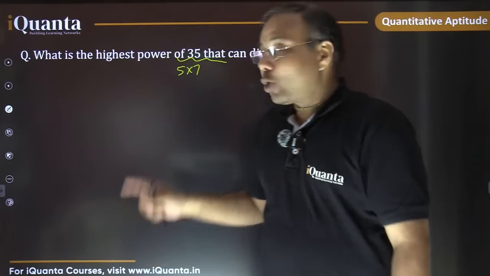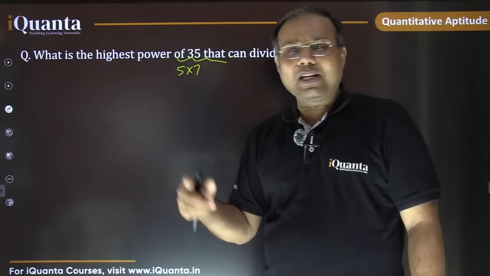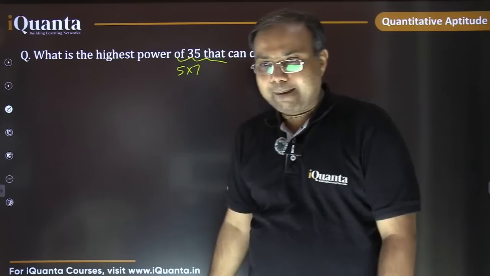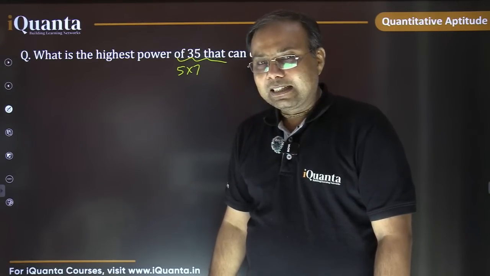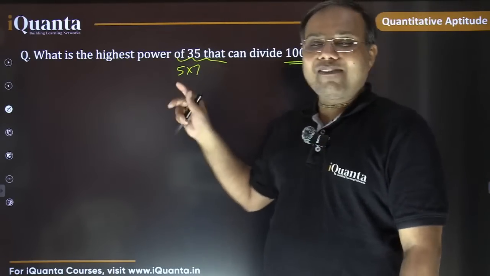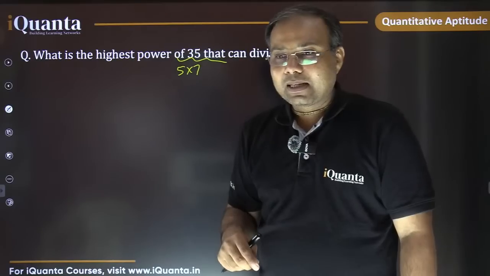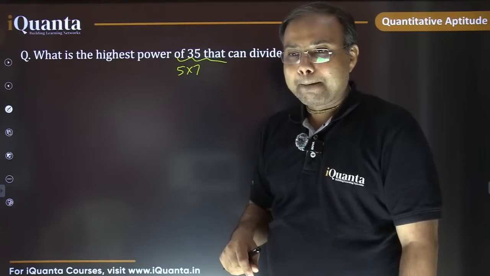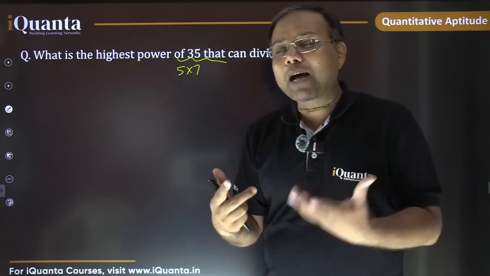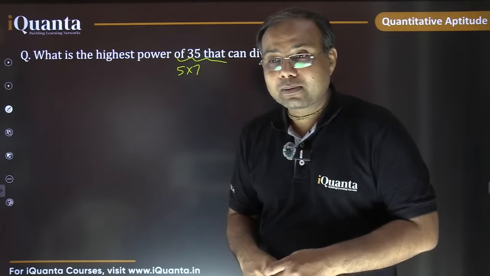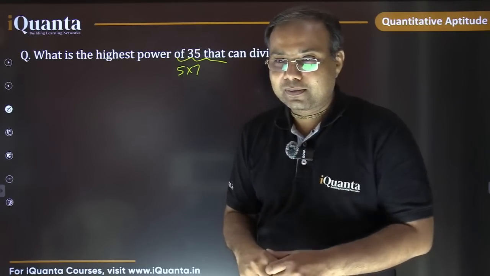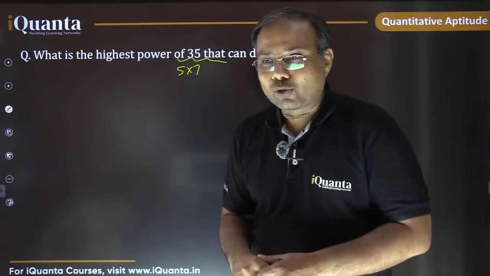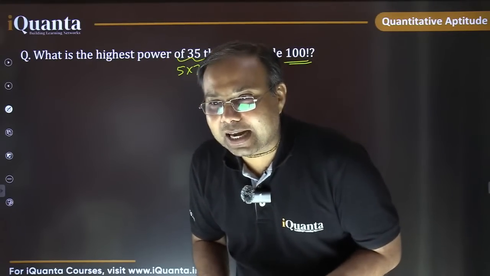Acha, tell me one thing. Do I need to check both 5 and 7, or will only one of them work? Which of them will be available in less quantity? 5 और 7, कौन कम बार मिलेगा, किसकी पावर कम होगी? Of course 7, right? 7 बड़ा नंबर है तो उसकी पावर कम मिलेगी, exactly, right?